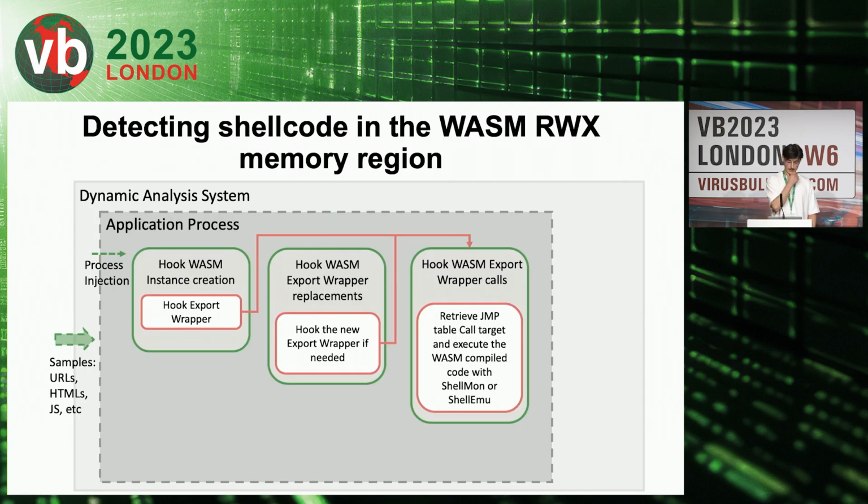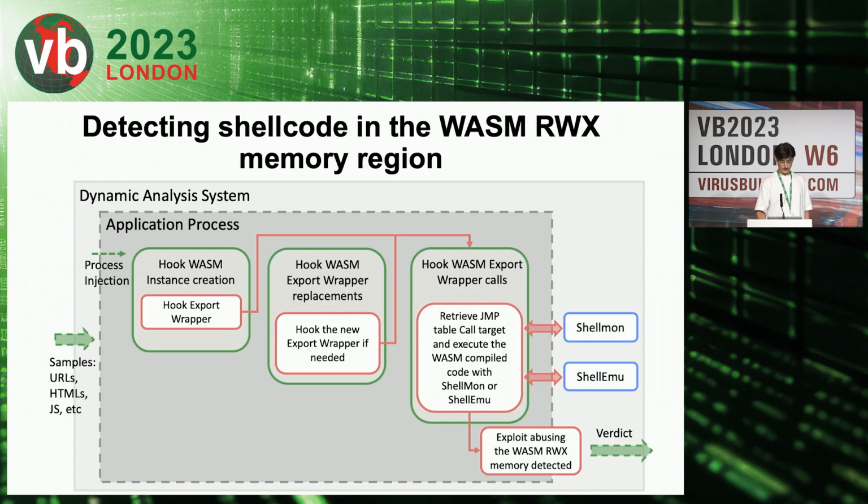And now for our last system, so we still hook the instance creation, the export wrapper replacement, and the export wrapper calls. But at the end, when the export function is called, we're going to retrieve the JIT table called target and execute the WebAssembly compiled code using Shellmon and Shellemu. I'm going to explain what those two systems are: one is for monitoring and the other is for emulation. And from there, we can retrieve some verdict.